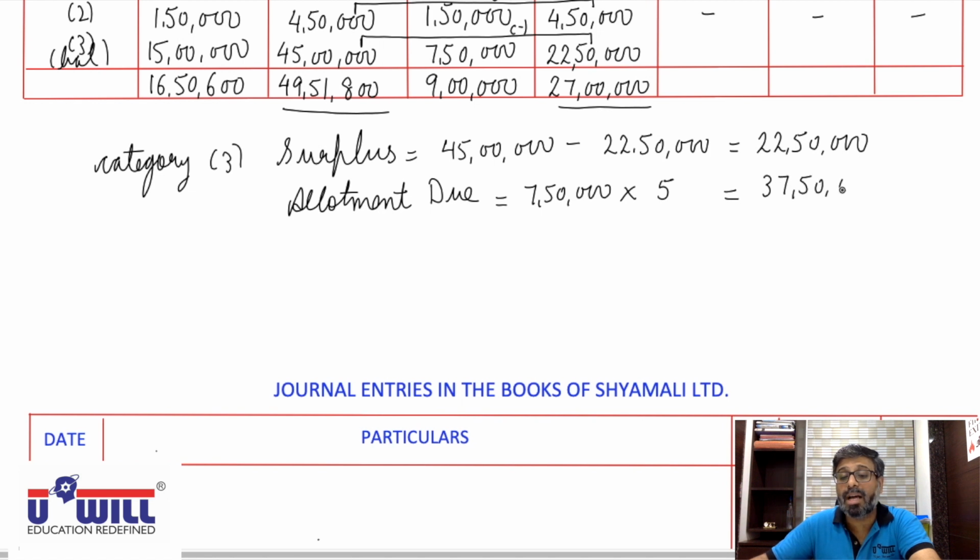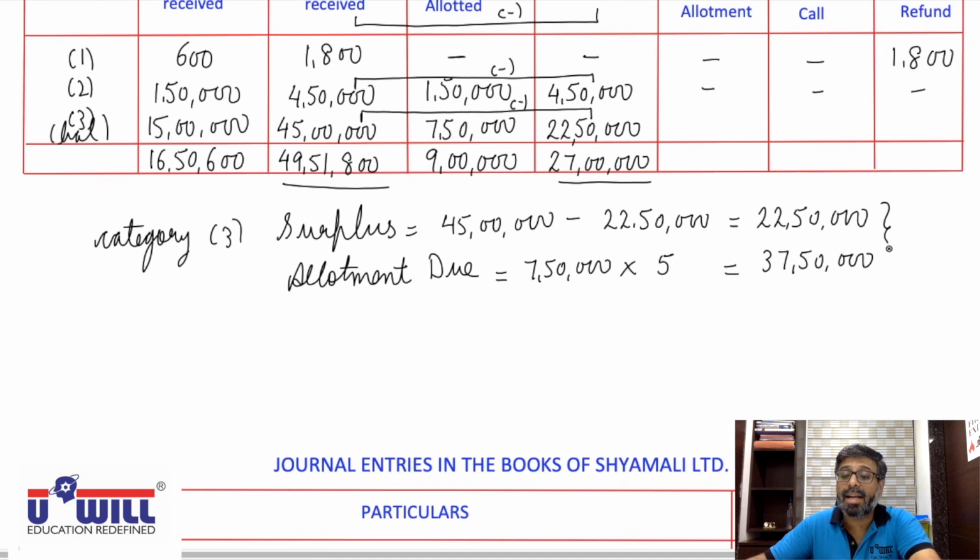37,50,000 is going to be the allotment money due. But what did I tell you earlier? We have to take the amount which is lower. So how much will we adjust with the allotment? 22,50,000 only, and the remaining amount we still have to get from them.